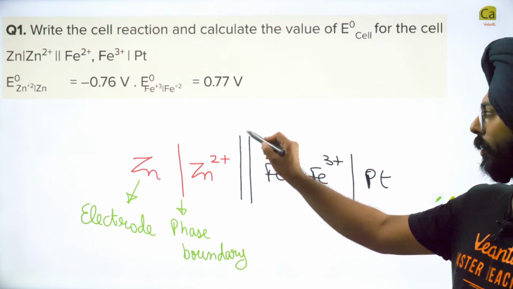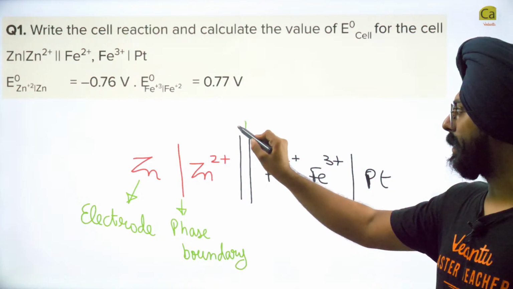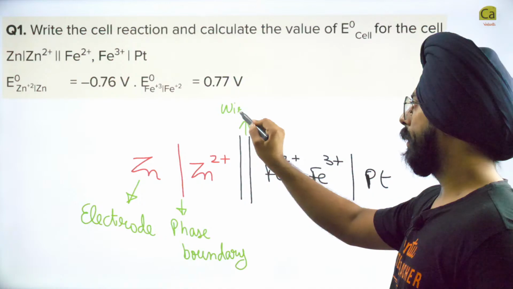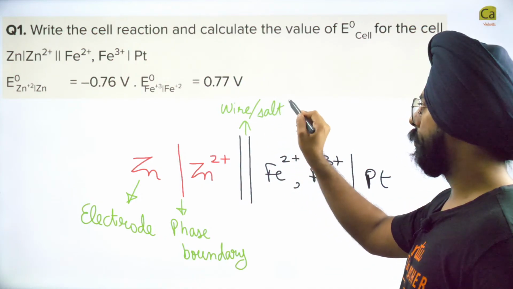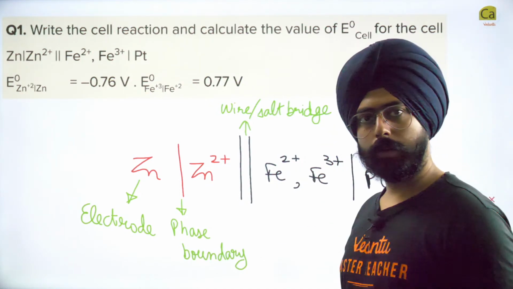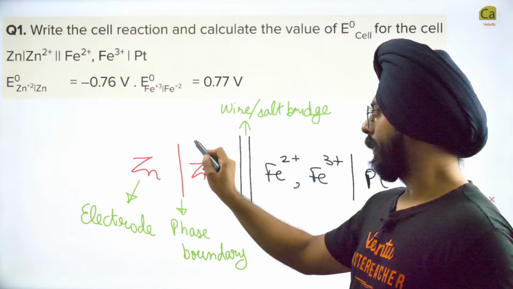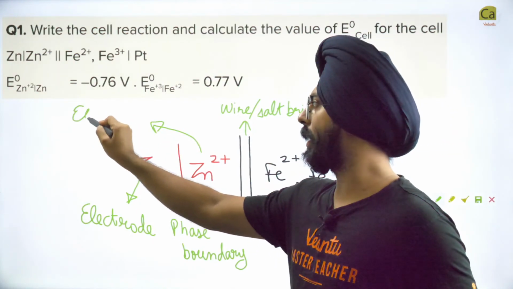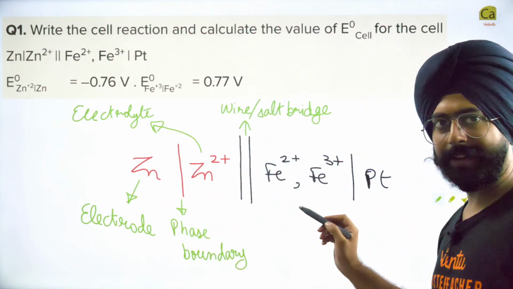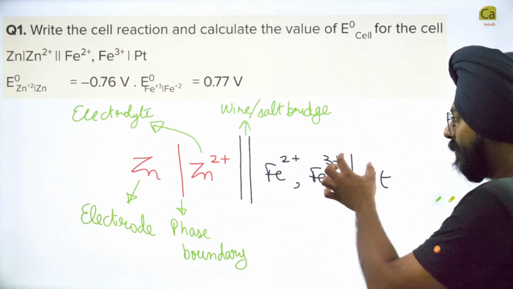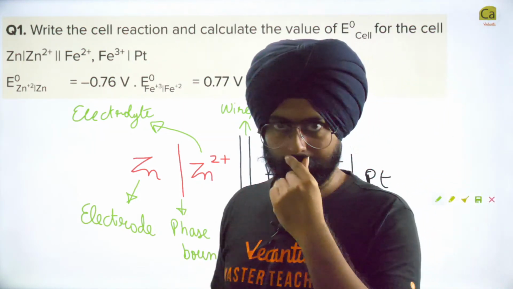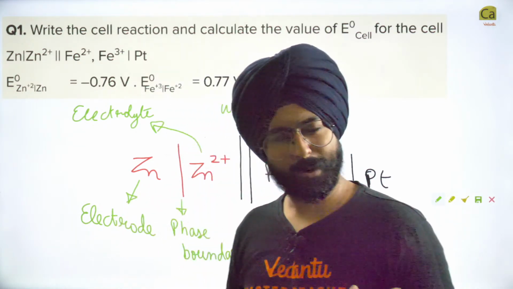Then in the middle, you've got this. This basically tells you that the containers are separate now. You can think of this as the wire / salt bridge. Okay, cool. So this is the electrode. This zinc 2 positive is the electrolyte. Now on the right hand side, look at the interesting thing. Fe2 positive and Fe3 positive are kept in platinum. What is this going on?